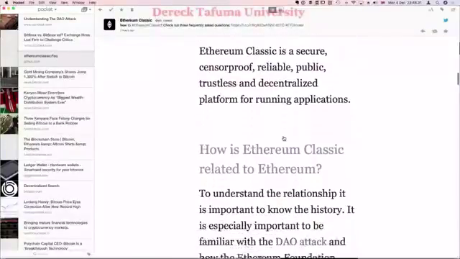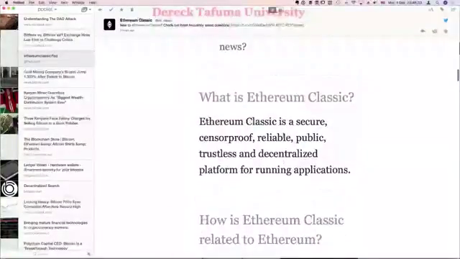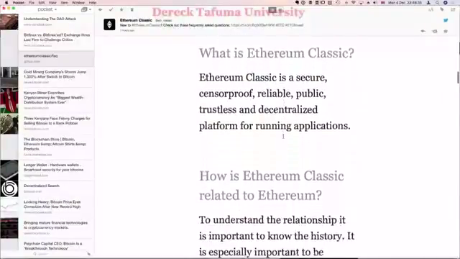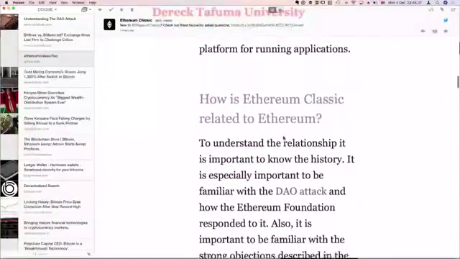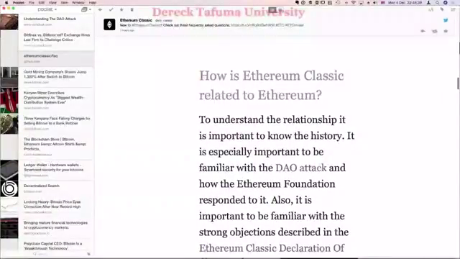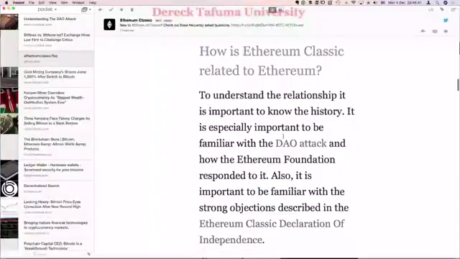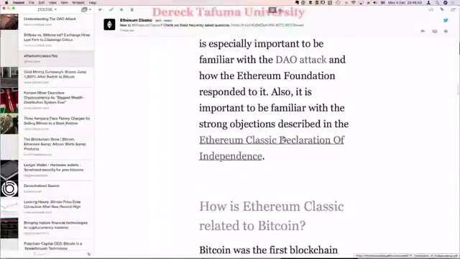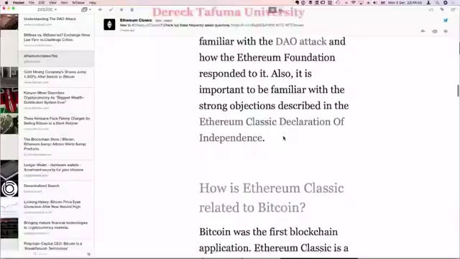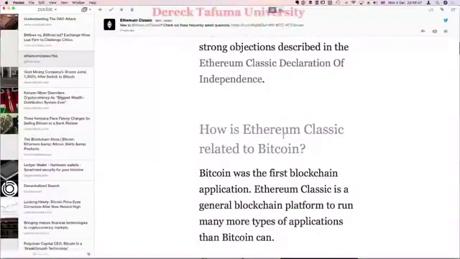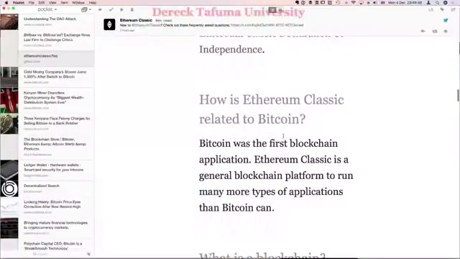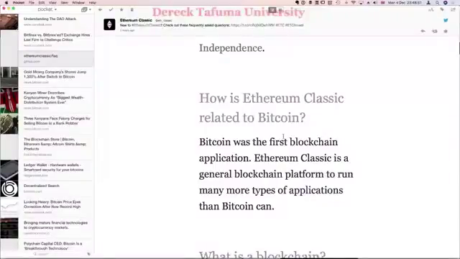So we've looked at how Ethereum Classic is related to Ethereum, because they used to be one, but now they're separated. And that is called a fork. How is Ethereum Classic related to Bitcoin? Bitcoin was the first blockchain application. Ethereum Classic is a general blockchain platform to run many more types of applications than Bitcoin can.